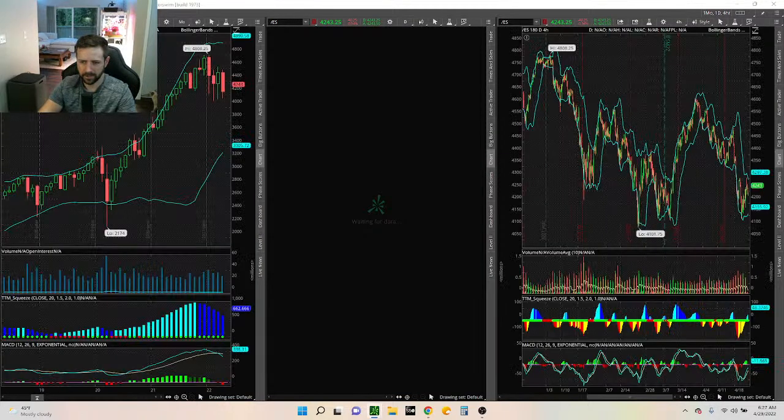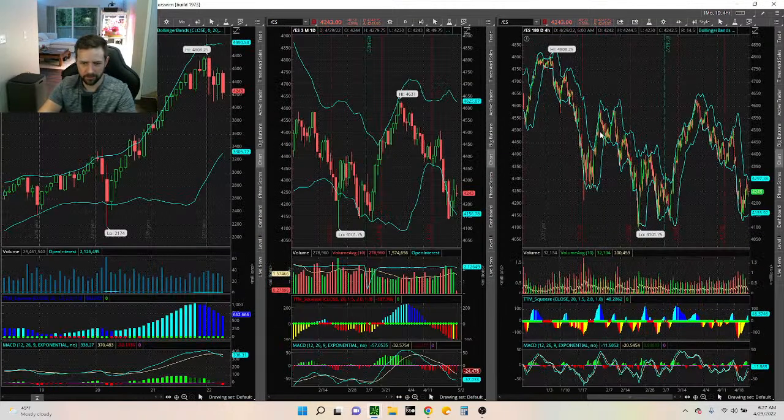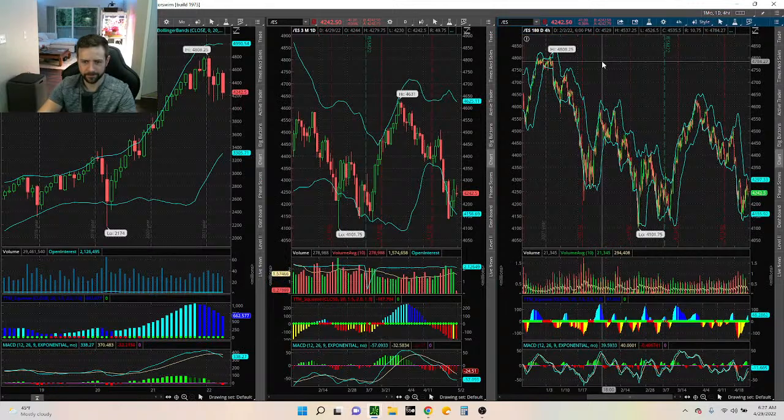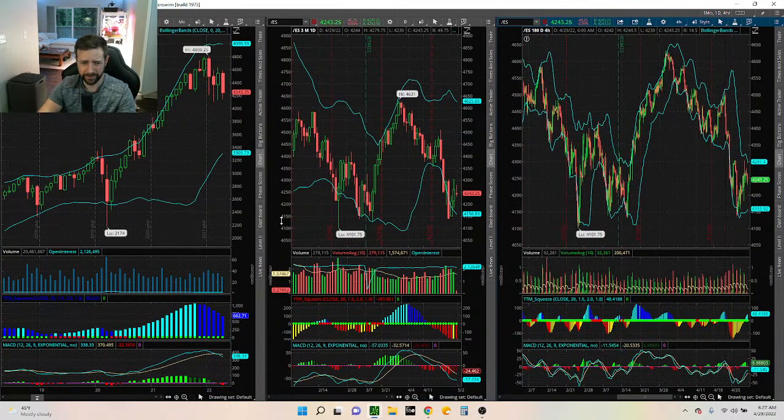So we will sign off with the 4-hour chart of the S&P. Yeah, it's showing weakness at the bottom of its range. So that does matter.